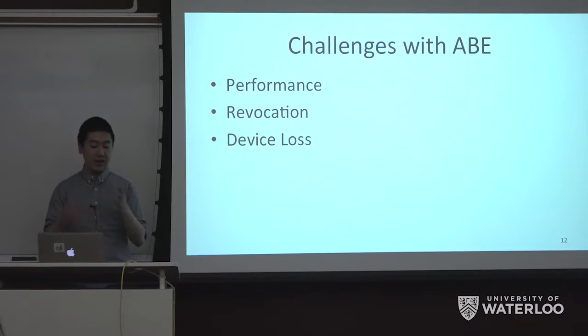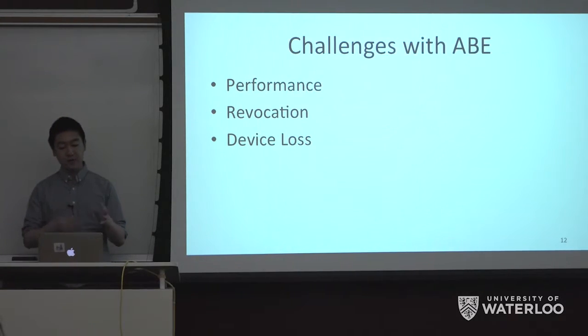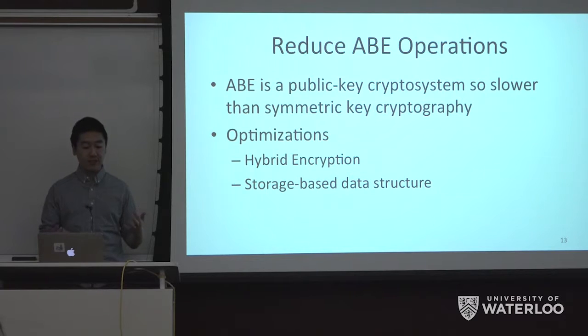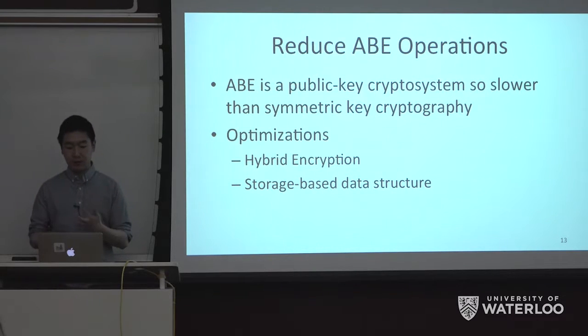So the question is, are we done yet? Well, not quite. There are still a couple of challenges with ABE. Since ABE is a public key crypto system, it's much slower than symmetric key cryptography. So here in our paper, we describe two optimizations. First, we use hybrid encryption, and second, we use storage-based data structures.